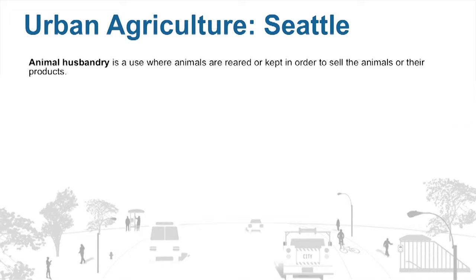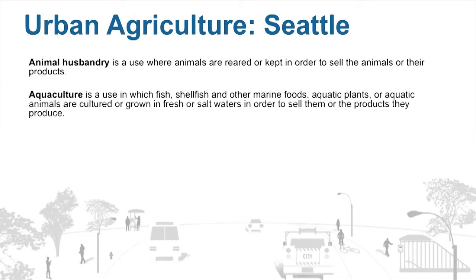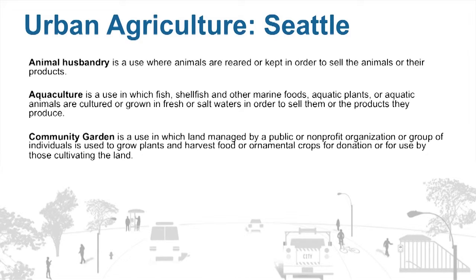First, they state that one type of urban agriculture is animal husbandry. So they're very specific about where animal husbandry can take place. They also talk about aquaculture, which is the keeping of fish. They define community gardens, and that is mainly differentiated by the fact that the food grown on community gardens is not for sale, it's for personal consumption.